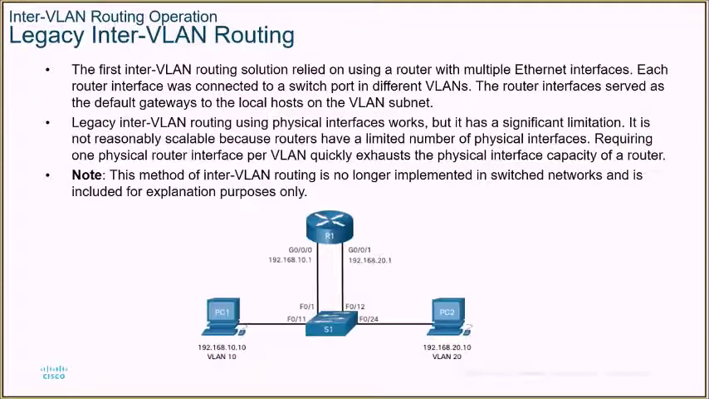Okay, so legacy, of course, is where your first inter-VLAN routing solution relied on a router with multiple Ethernet interfaces. Each interface was connected to a switch port on a different VLAN, and the router interfaces served as default gateways to the local hosts on each VLAN. Legacy inter-VLAN routing using physical interfaces works, but has a significant limitation. It is not reasonably scalable because routers have a limited number of physical interfaces. Requiring one physical router interface per VLAN quickly exhausts the physical interface capacity of a router. And so this method of inter-VLAN routing is no longer implemented in switched networks and is included for explanation purposes only.